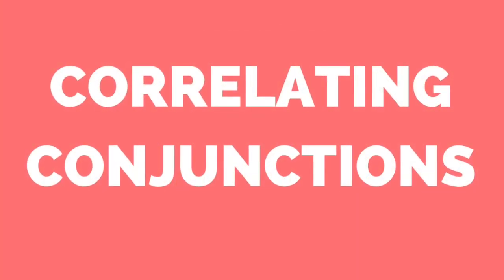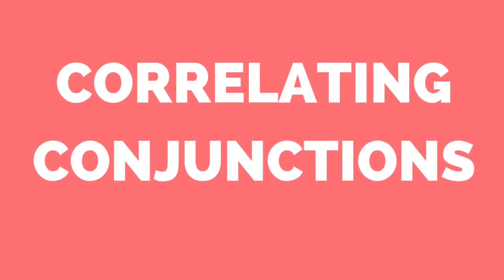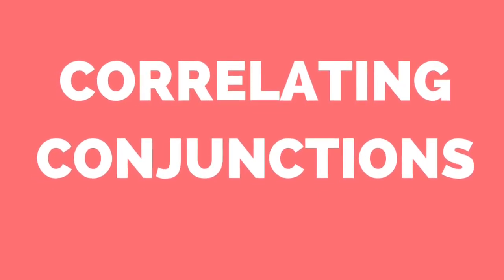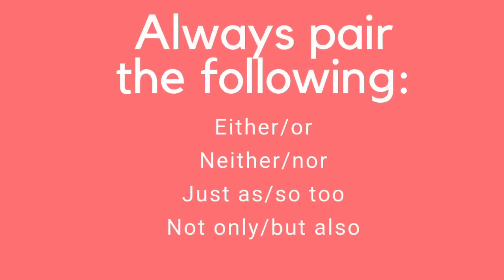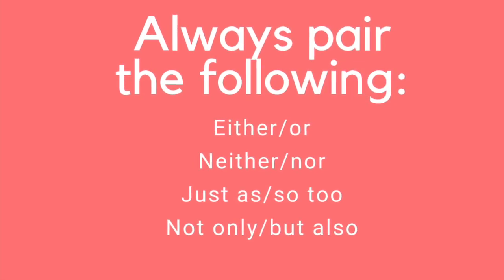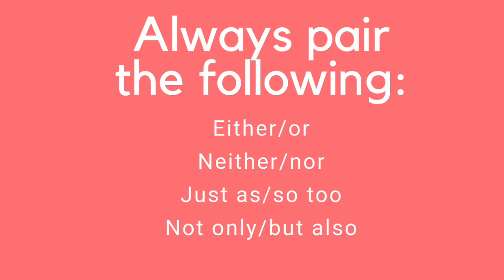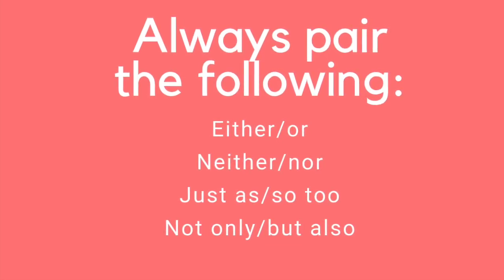In high school, I knew about 2 correlative conjunctions. I had no clue that's what they were called, but I knew about either/or and neither/nor. What I didn't realize was that there were other pairs, for instance, not only, but also, and then just as, and so too. So one thing to keep in mind, and I've seen this done on the SAT a few times, but it's not a very highly tested skill.